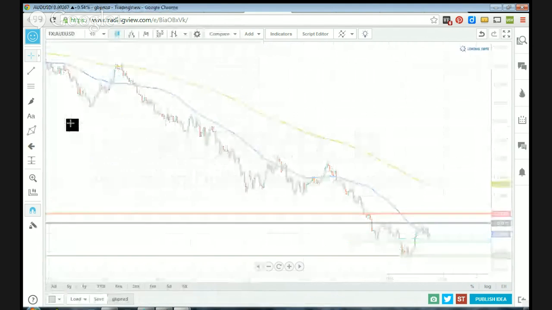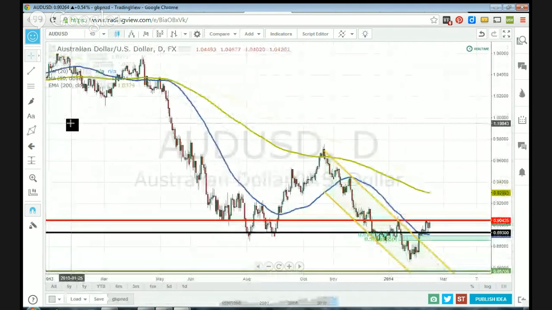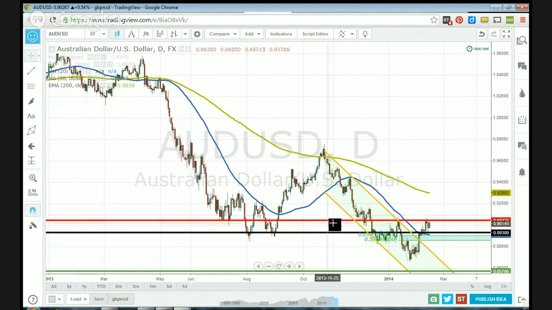Aussie US dollar. Okay. Price is now closed above the 50 simple moving average. And this channel I'm going to delete because we're out of this channel now.